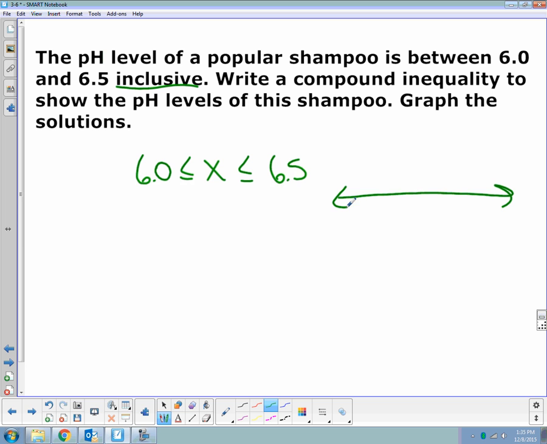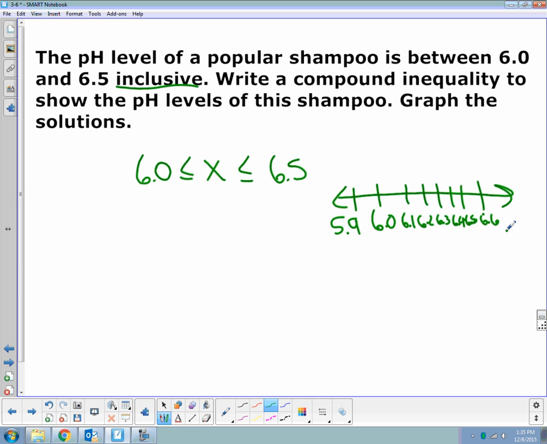So I need to have 6 on my graph. I need to have 6.5, so I'm going to go by 0.1. 6.1, 6.2, 6.3, 6.4, 6.5. I've got to have one on either side. So 5.9, 6, 6.1, 6.2, 6.3. It's getting tiny. 6.4, 6.5, and 6.6. Itty bitty numbers, excuse me.